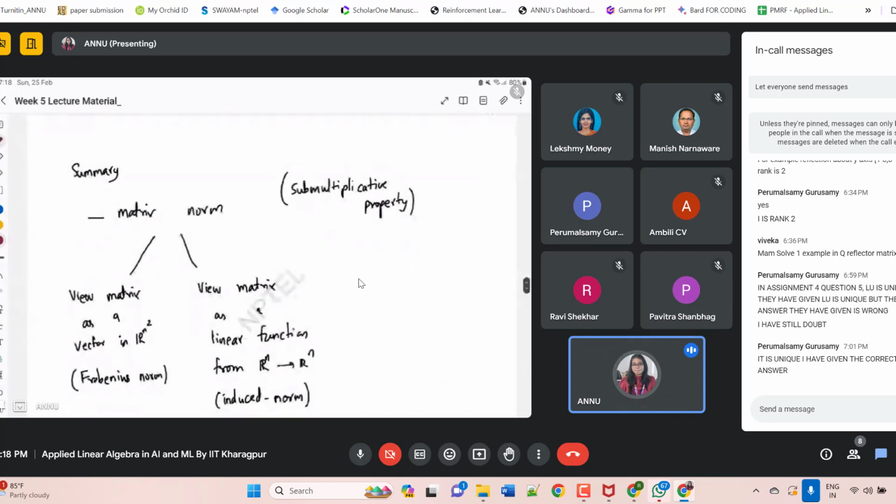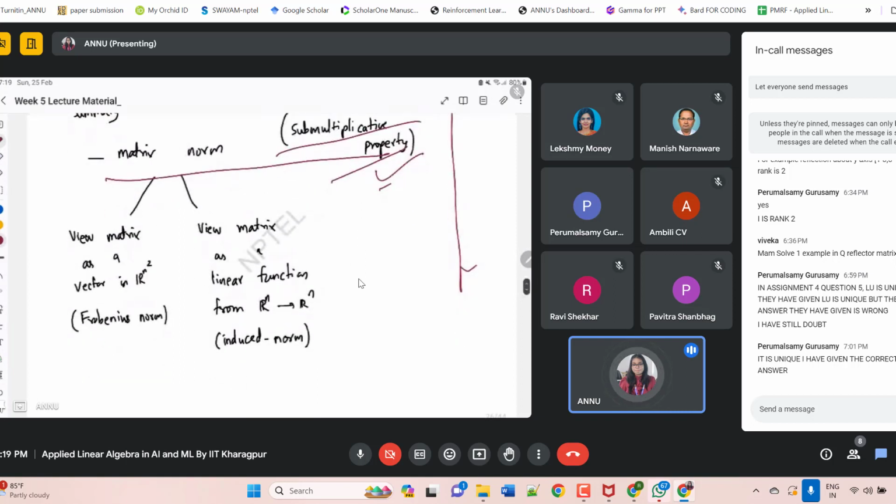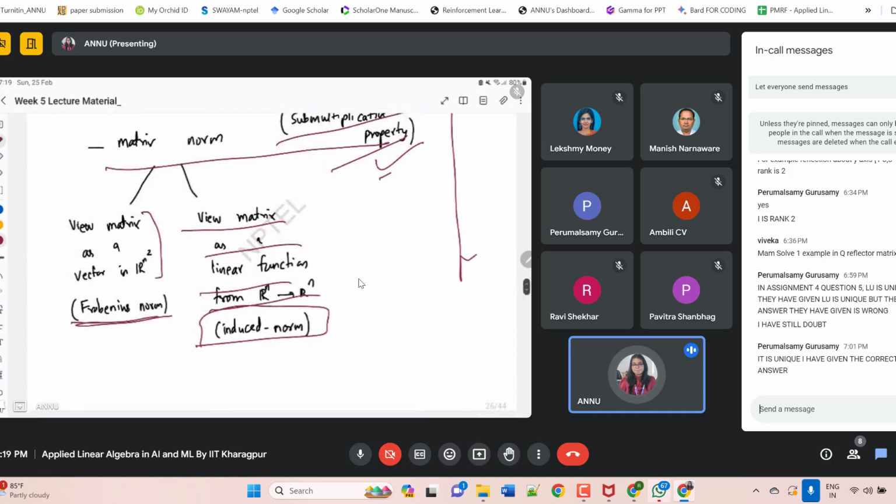So in this, what we saw is that the matrix norm has this particular property, the submultiplicative property. Viewing a matrix as a vector in R power n square gives the Frobenius norm. Viewing a matrix as a linear function from R power n to R power n gives the induced norm. You can verify that for every norm.